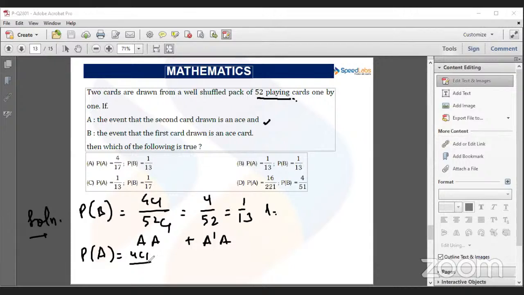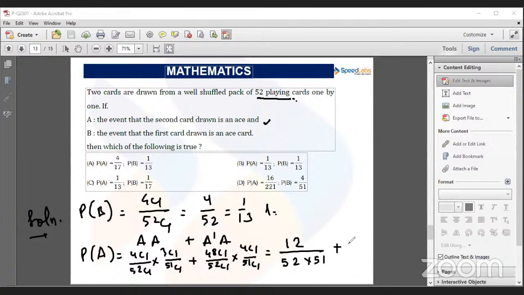तो ये हो जाएगा 4C1, 1/1 है ना, तो 4C1/52C1 into 3C1/51C1 plus not ace would be 48C1/52C1 into 4C1/51C1. That is equal to 12/(52 into 51) plus (48 into 4) upon (52 into 51).